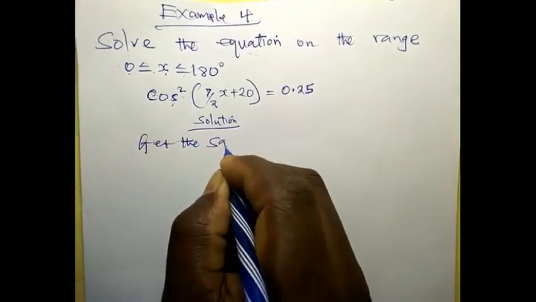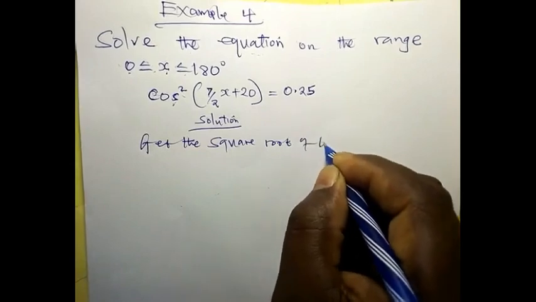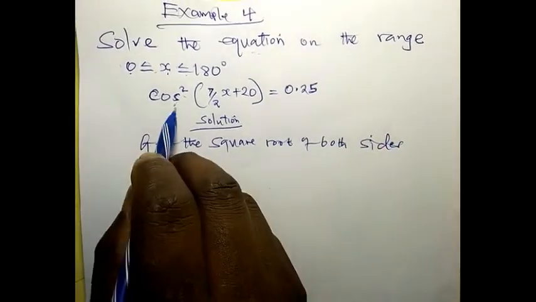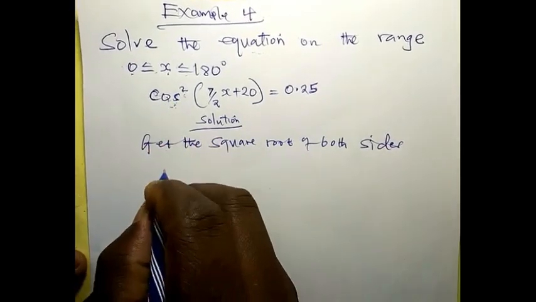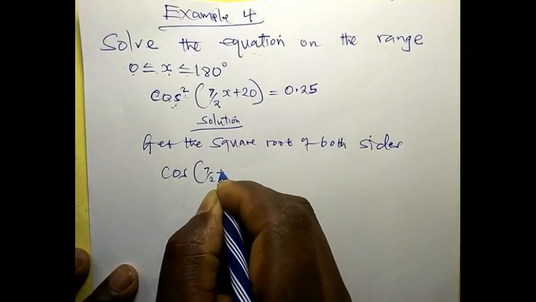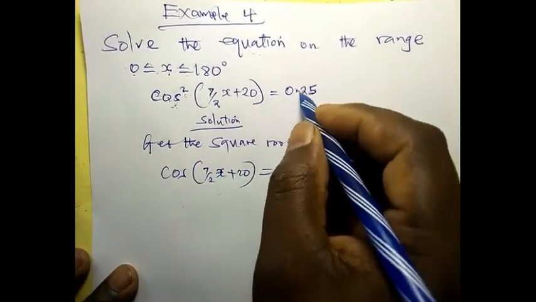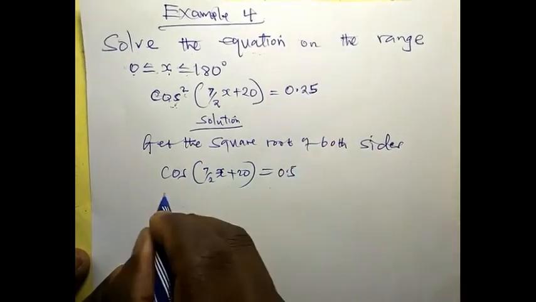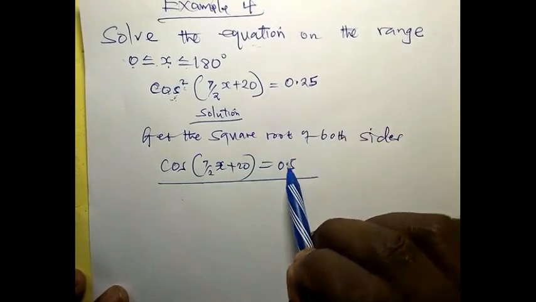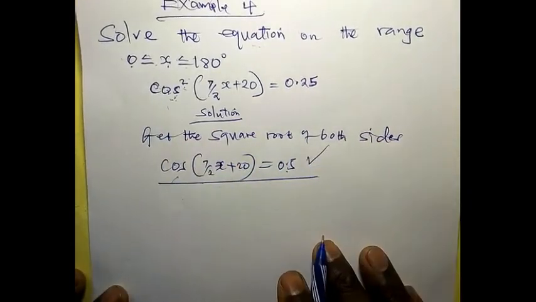So if I take the square root of cos squared, it is cos of (7/2 x + 20), equal to the square root of 0.25, which is 0.5. So I have found the square root of both sides. The square root of 0.25 is 0.5. The square root of cos squared is cos. Now I am good to go.